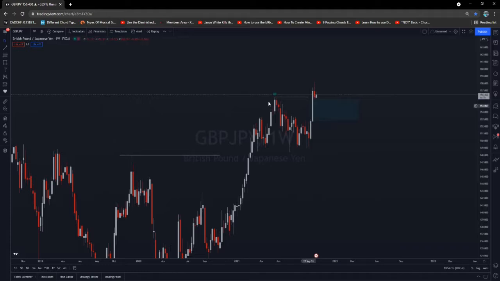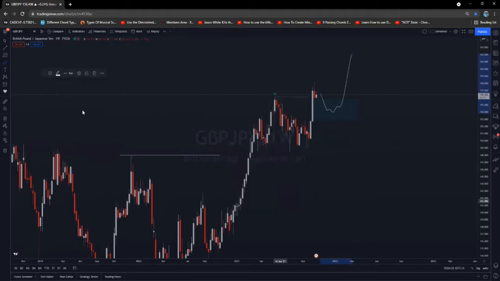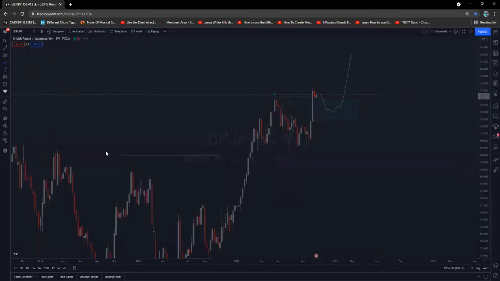We have a break of structure, the market to find an order block here and then move to the upside. Right? These are my sentiments on GBPJPY. What should we expect on the daily?